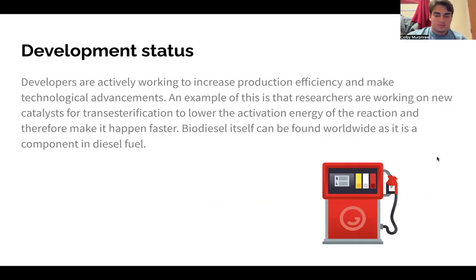So, development status: developers are actively working to increase production efficiency and make technological advancements. An example of this is that researchers are working on new catalysts for transesterification to lower the activation energy of the reaction and therefore make it happen faster. Biodiesel itself can be found worldwide as it is a component in diesel fuel.